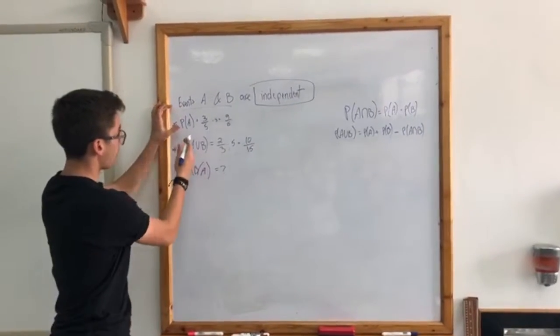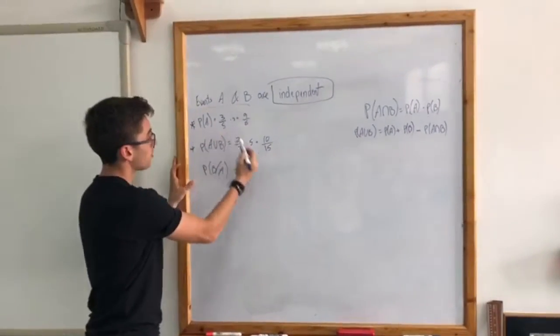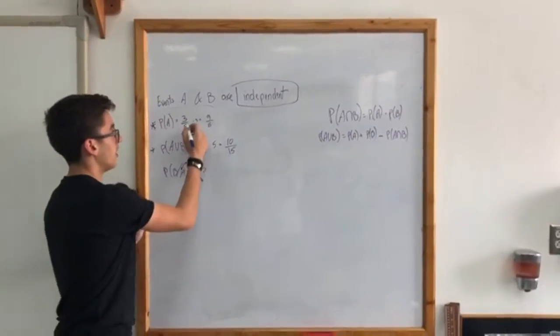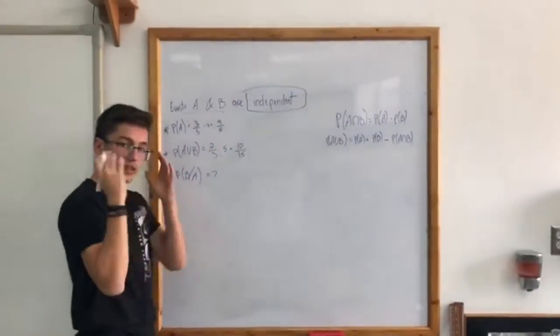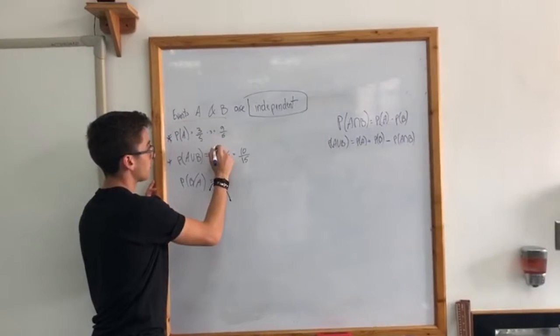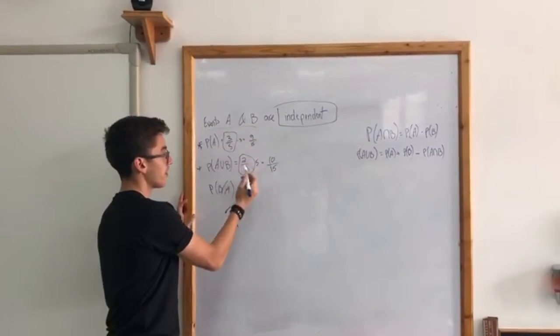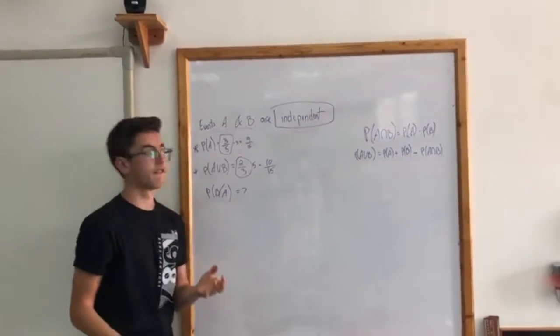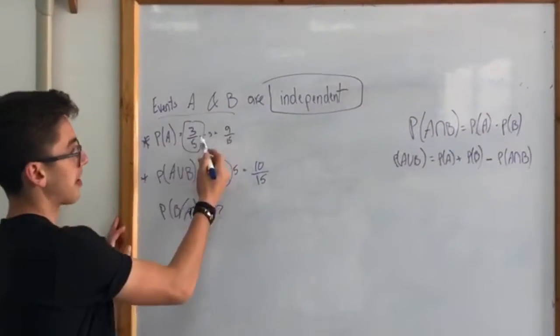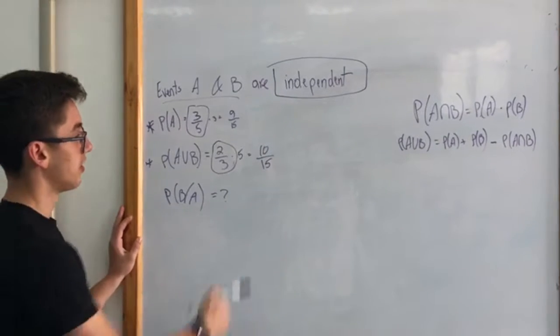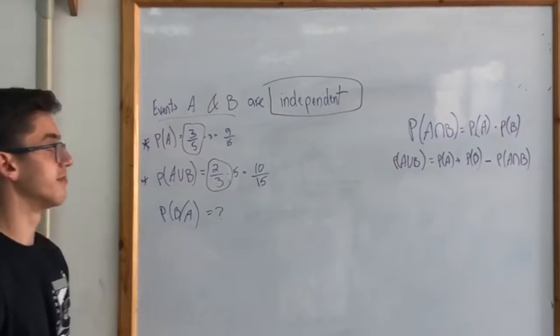The probability of A and the probability of A union B are 3/5 and 2/3 respectively. It would be easier to visualize if you change these fractions into the same common denominator. 5 and 3 have a common denominator of 15, so I multiply this by 3 and this by 5. So you get 9/15 and 10/15.